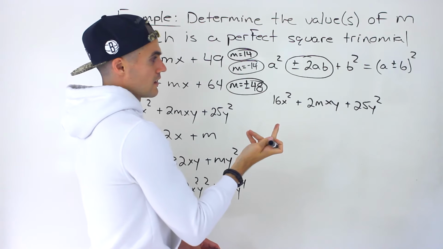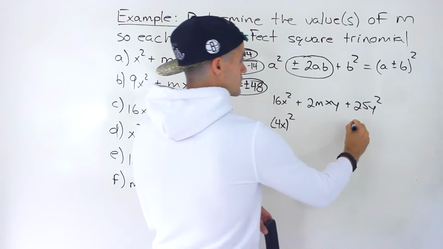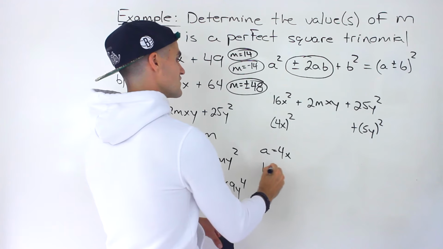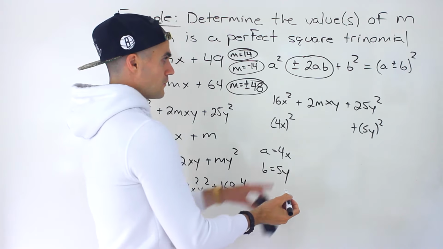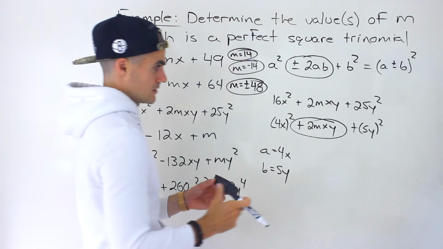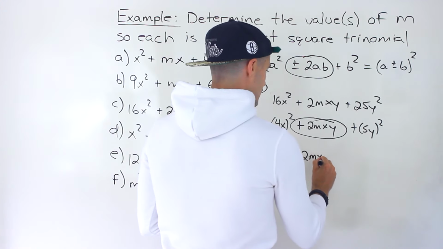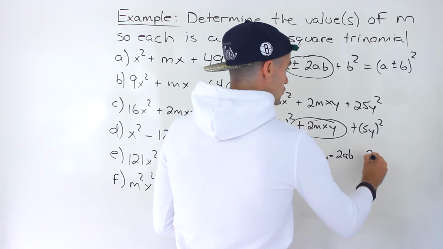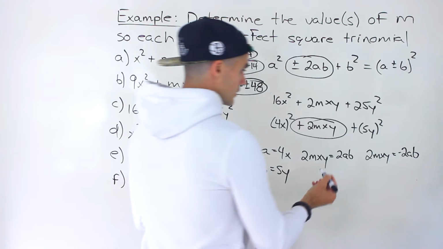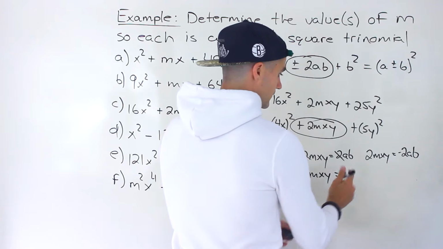Right here we have this 2mxy in the middle. But same thing, we have these n terms that are already defined, so we want to take those, let's rewrite them in this format. A value is 4x, the b value is 5y. And then we have this plus 2mxy. So we know this middle term has to be in that format. So either 2mxy equals 2ab or 2mxy equals negative 2ab. Same exact process. And actually, notice what's nice, the 2's just cancel out here. So really, mxy has to equal ab.